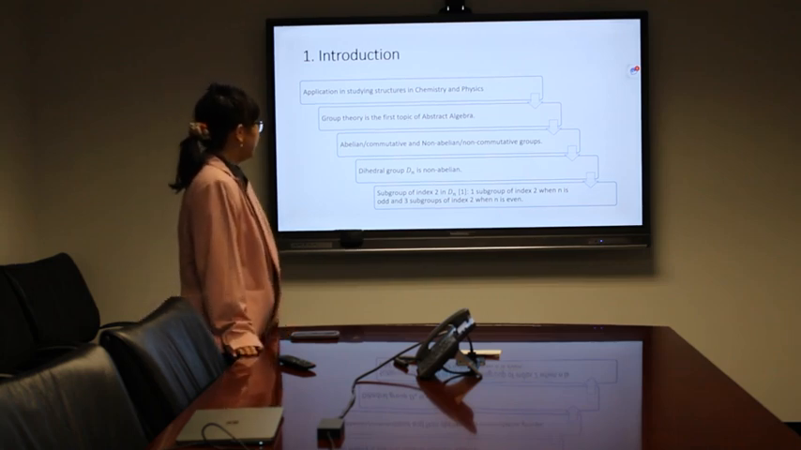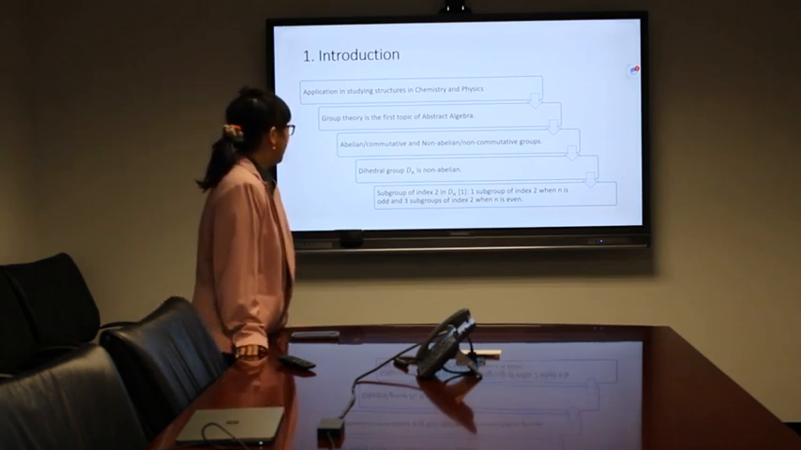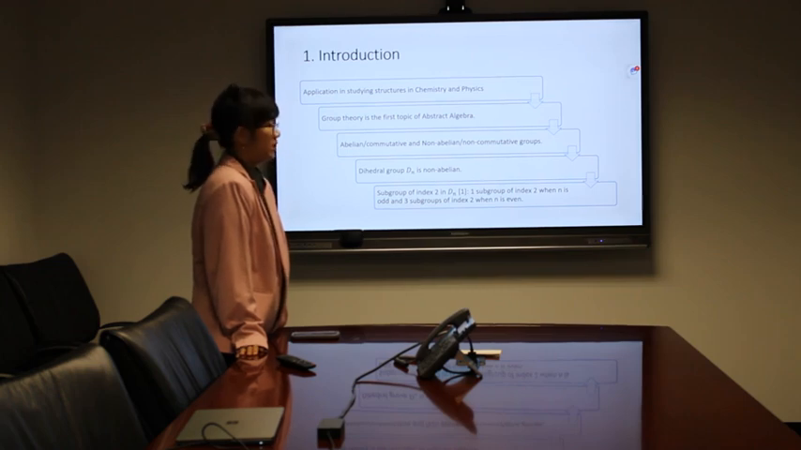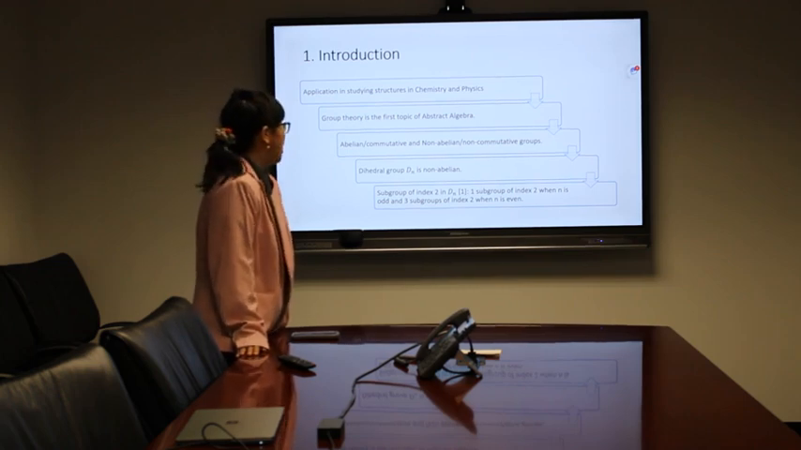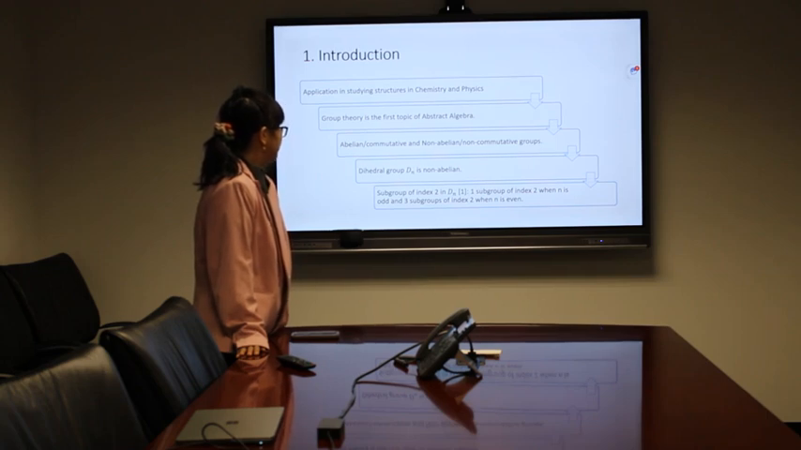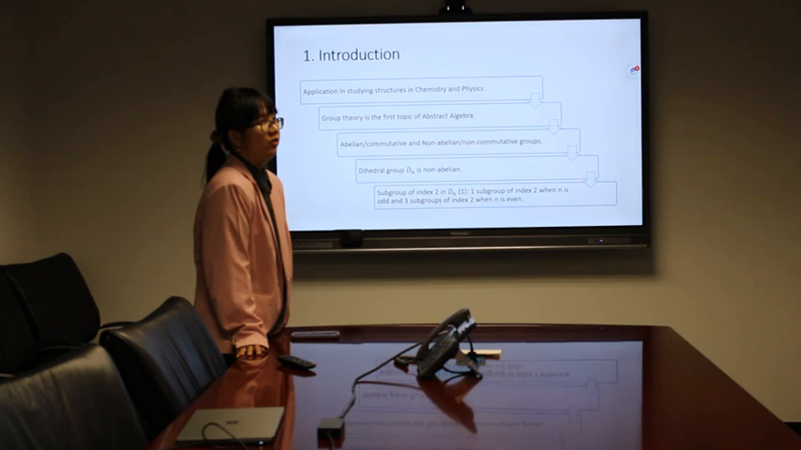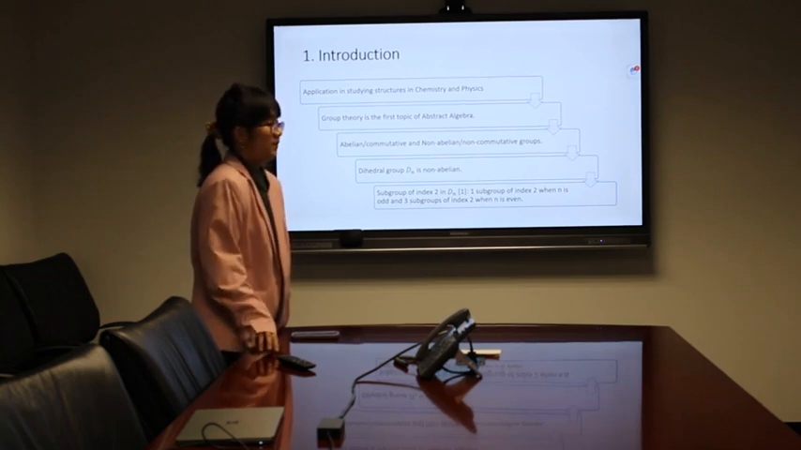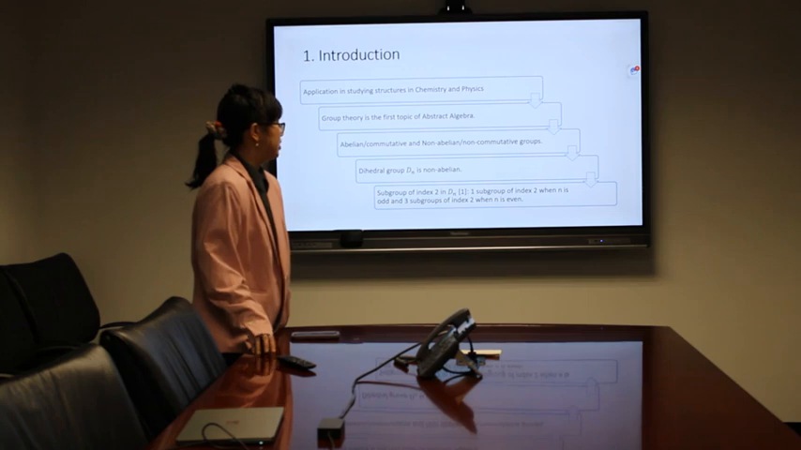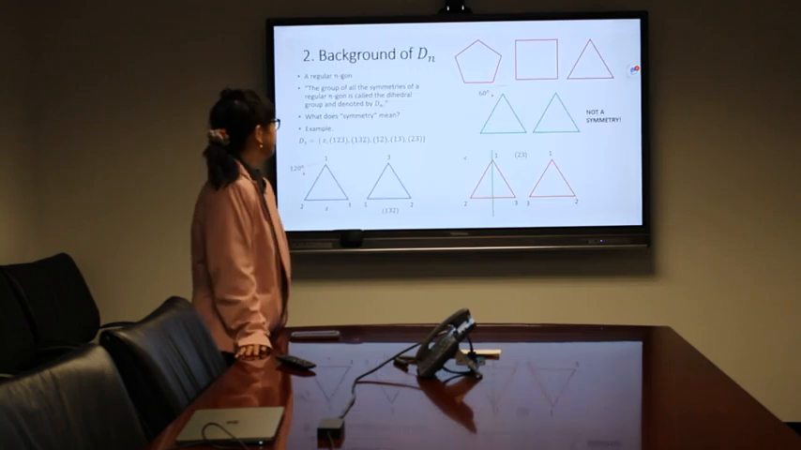When we study groups, we are often interested in finding the subgroups, especially subgroups of index 2, because all subgroups of index 2 are normal. It is known that there is only one subgroup of index 2 when n is odd and three subgroups of index 2 when n is even. By counting the number of even symmetries in the dihedral group, we can eventually find explicitly all the subgroups of index 2 in Dn.